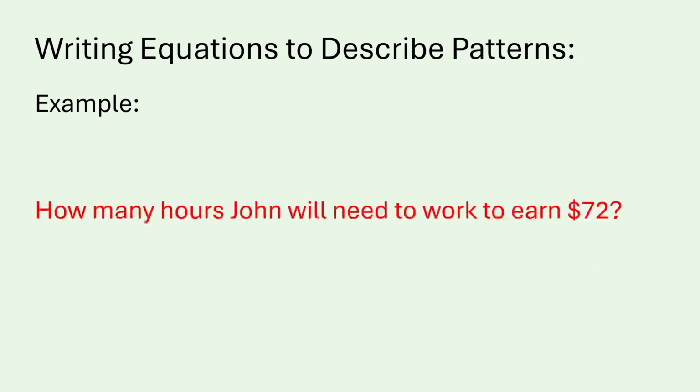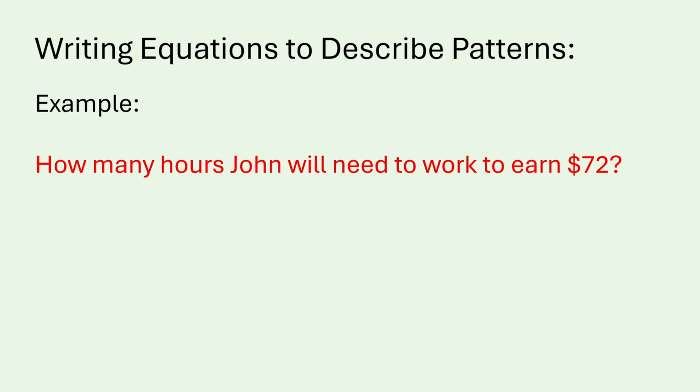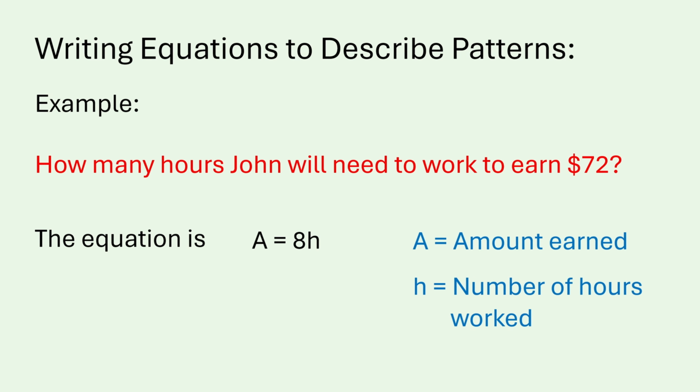Example: how many hours John will need to work to earn $72? We use the equation A is equal to 8H. Substituting A is equal to 72. So 72 is equal to 8H. H is equal to 9 hours. So John needs to work 9 hours.